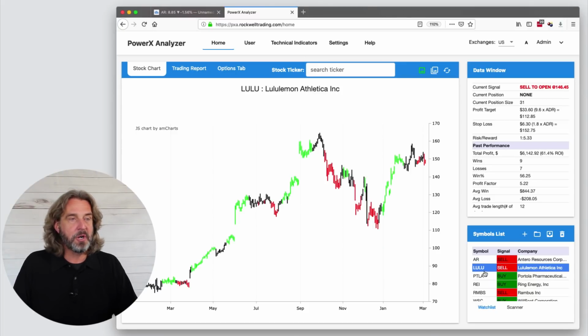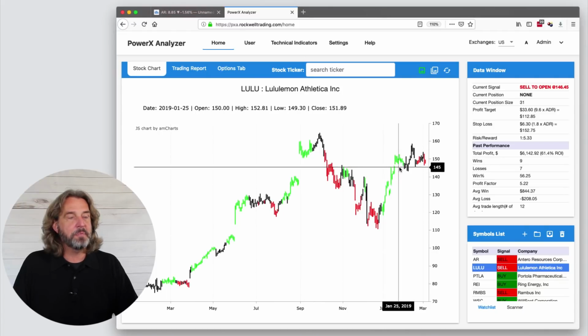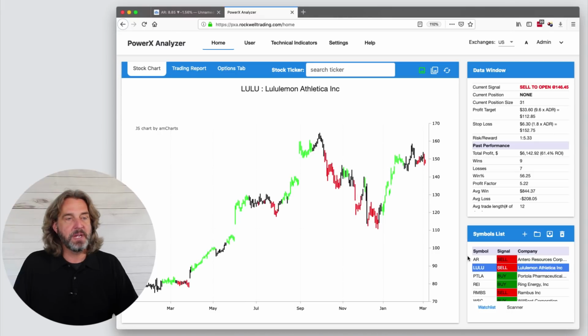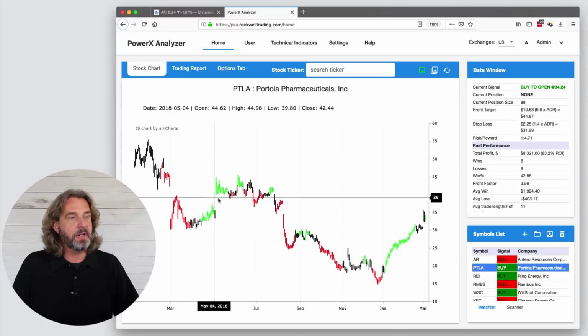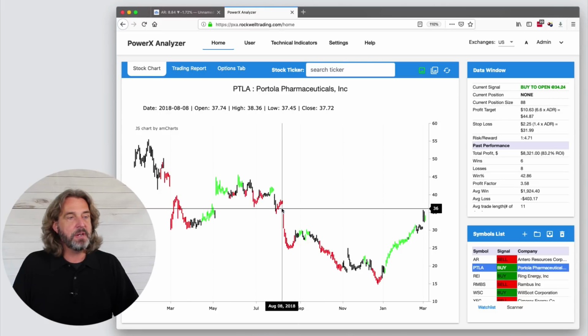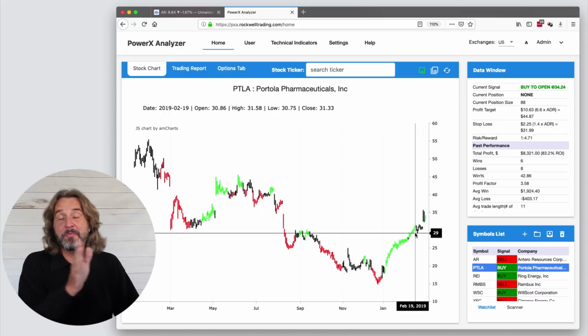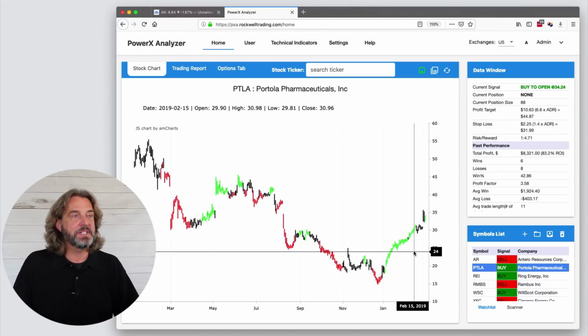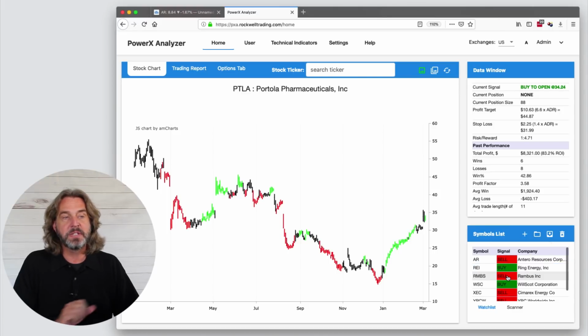Lululemon Athletica. Oh dear Lord. Gap here, gap here, couple of gaps here. There's too many gaps for me. I don't like this. PTLA, similar for me here. Gap here, gap here, gap here, and a gap here. So this means every 3 months we're seeing a gap, means that this stock is reacting to earnings, and I don't want to be caught in a stock that is gappy.